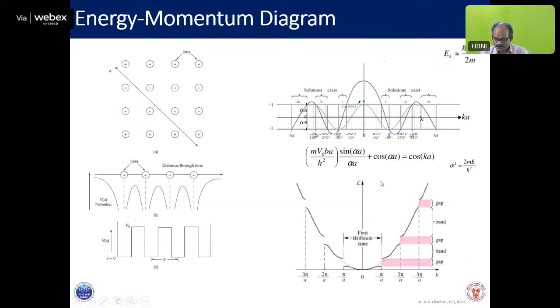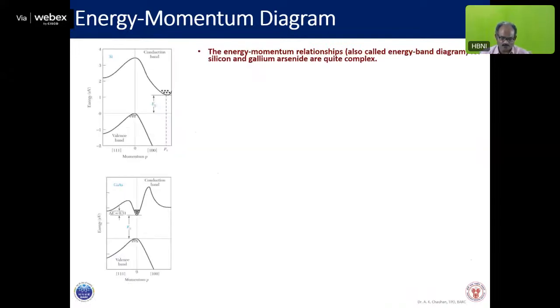Now if we plot this in the same way, the E-K curve, you will find there are certain gaps here, which I was telling you earlier. These gaps correspond to where no solution exists, and these are the Brillouin zones. For the time being we can forget that, because it is much beyond the present syllabus. This way we can understand the formation of the bands.